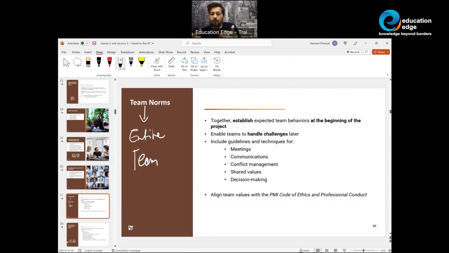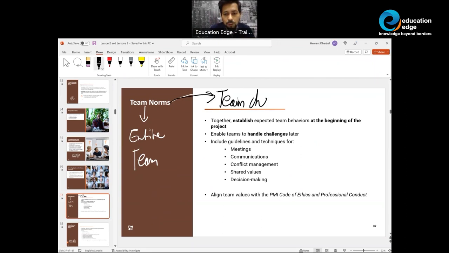Team norms are ways of working. For example, we're going to meet every Tuesday. For example, the Tuesday meeting would be co-located and would be done in the office. For example, how communication will take place. For example, different methods of conflict resolution. For example, how decisions will be made if the team feels stuck. All those are team norms, and team norms are documented in a team charter.